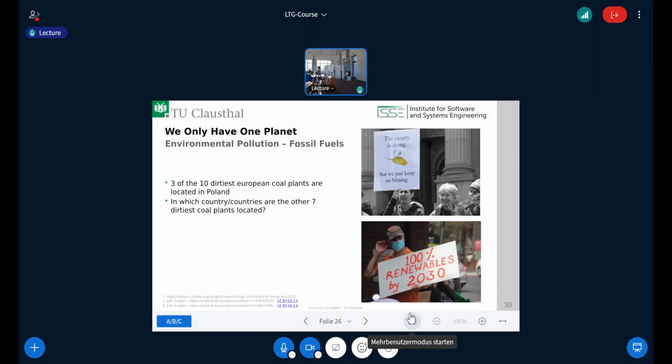Oil is the most famous fossil fuel, and then there's coal, whether it's black or brown. 3 of the 10 dirtiest European coal plants are located in Poland, which is extremely famous for having one of the dirtiest energy mixes in all of Europe. Any idea? You can't say anything. You know the answer: where are the other 7 dirtiest coal plants located?